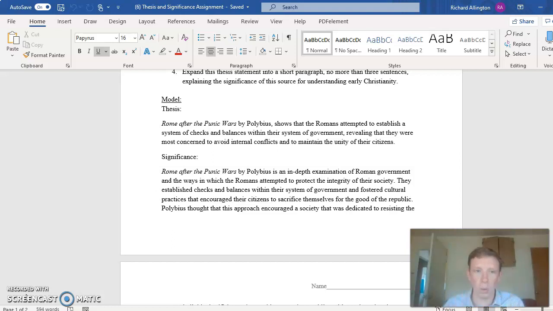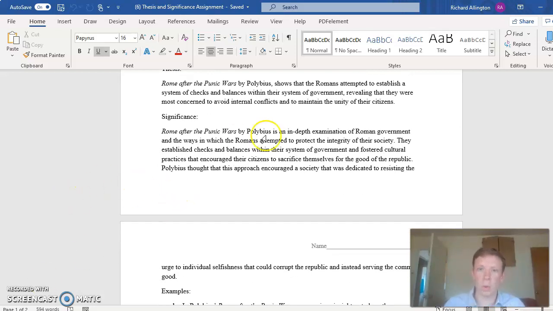It's based on what the author of this thesis found within the source. And then he or she goes on and says, revealing what about Roman society? That Roman society was most concerned to avoid internal conflicts and maintain the unity of their citizens. So he's making an argument about what Roman society was like based on what they've discovered in the source. And now the significance section, which draws out this part of the thesis statement in more detail.